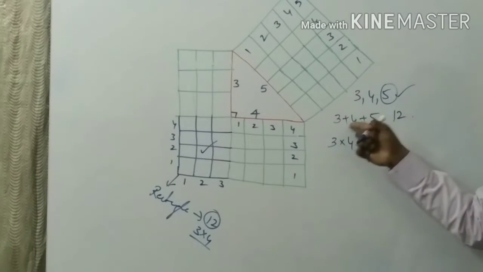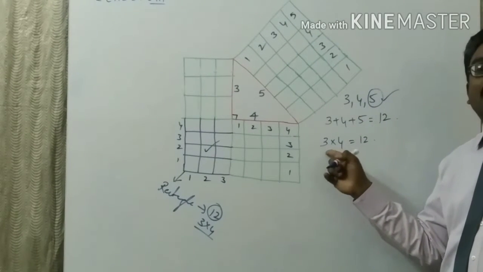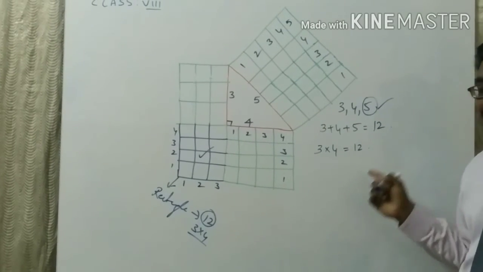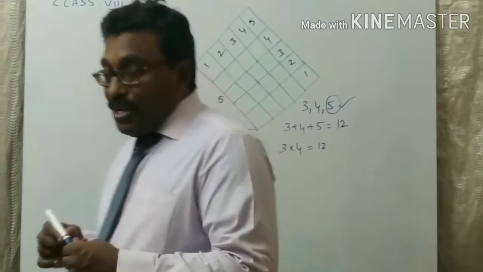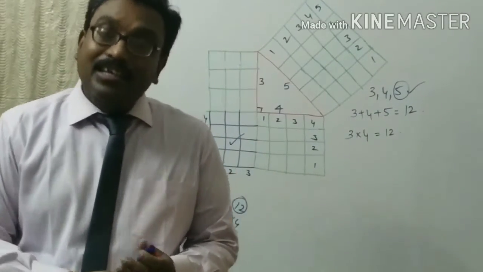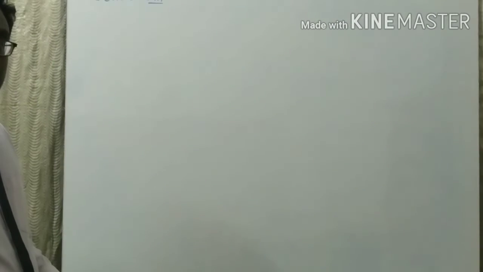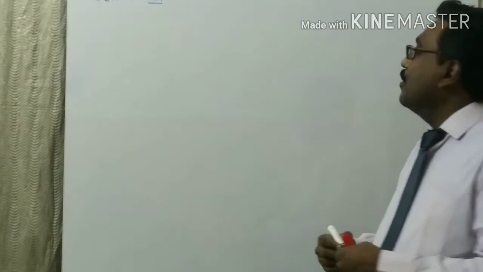Okay? The sum of the three sides is 12 and the product of the two non-hypotenuse sides is also 12. This exists only in the triangle with sides 3, 4, 5, and it is really interesting. Now, how do we find Pythagorean triplets? This is our task.